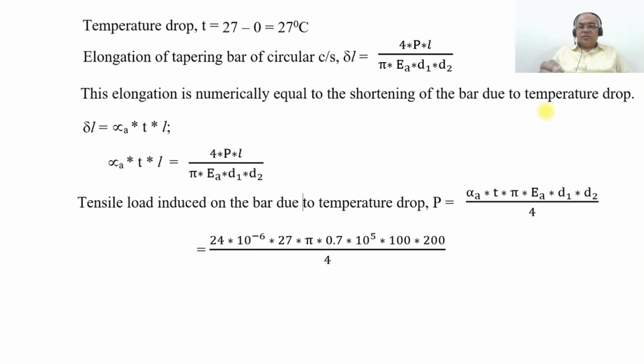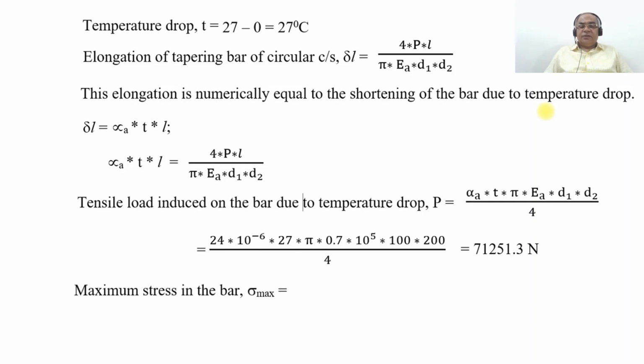So substitute all the values, that is alpha A, which is 24 × 10^-6, into temperature drop 27, into pi, into Young's modulus of aluminium 0.7 × 10^5, into 100 into 200, because D1 and D2, divided by 4. You are going to get the value as 71,251.3 Newton, which is the maximum load in the bar.